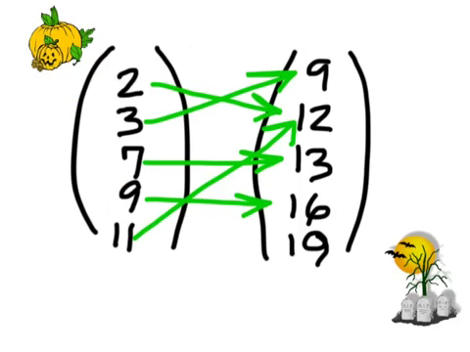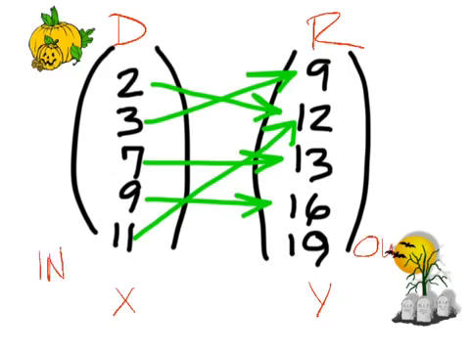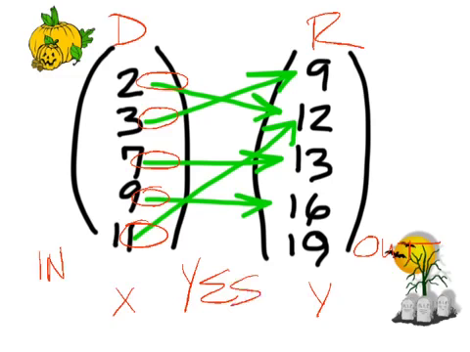Example problem number 3. You still have a domain and a range. These are the x values and the y values. This is what went in, this is what came out. For each domain element, you should only have one arrow leaving the number. So in this case, we only have one leaving the 2, one leaving the 3, one for the 7, one for the 9, and one for the 11. In that case, the answer is yes.